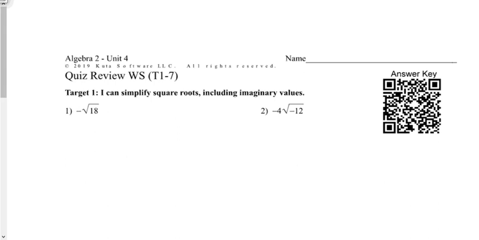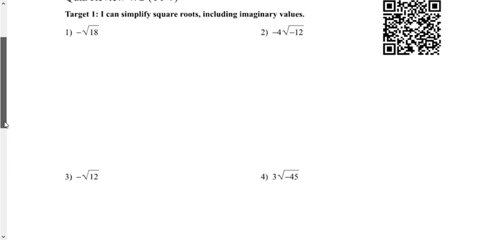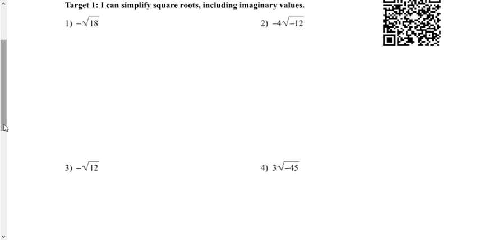Alright, so here is the video for the quiz review for this unit. It's over targets 1 through 7. So I'm going to start with the target 1 stuff, which is simplifying radicals, including imaginary values and stuff like that. So number 1, I have a negative square root of 18.